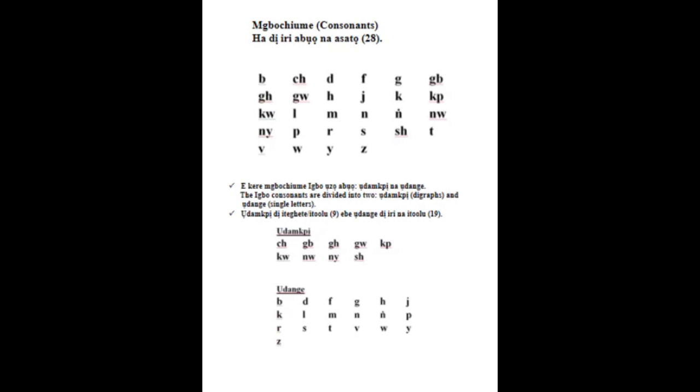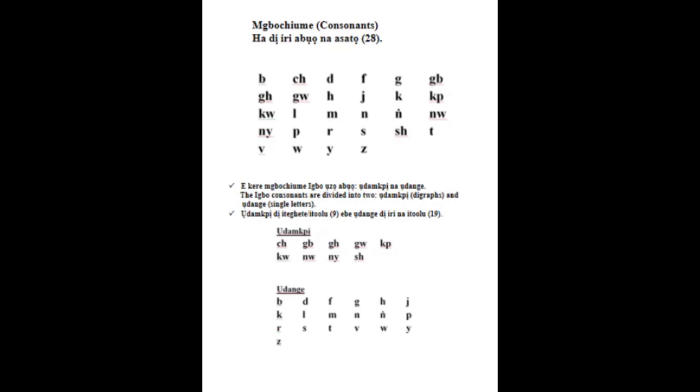In Igbo, the consonants mgbochiume are further divided into two. Look at the first point there. Ekere mgbochiume ụzọ abụọ. Mgbochiume is divided into two: ụdamkpị na ụdange. Ụdamkpị are the digraphs, the ones that are two in one. Then ụdange are the single letters.